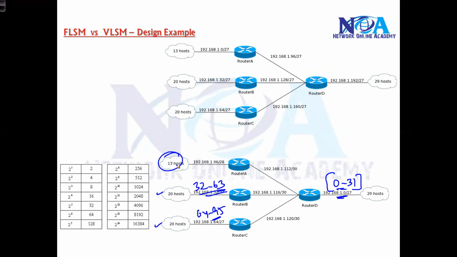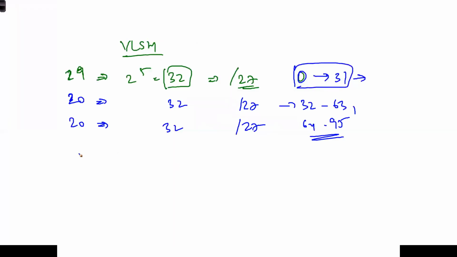The next requirement is 13. From 96, 13 needs 2 to the power of 4, 16, as the possible size, which is slash 28. So 96 plus 16 means 112, so the range is up to 111.